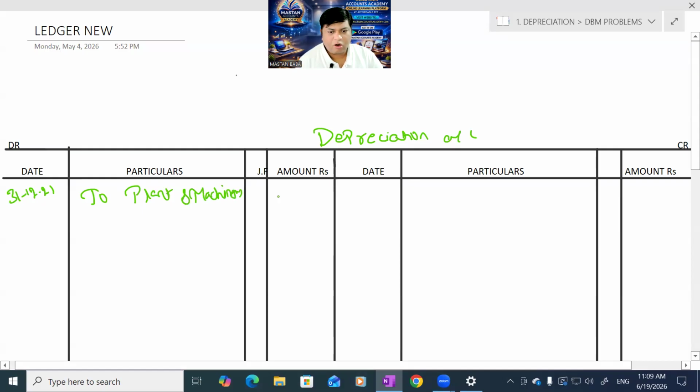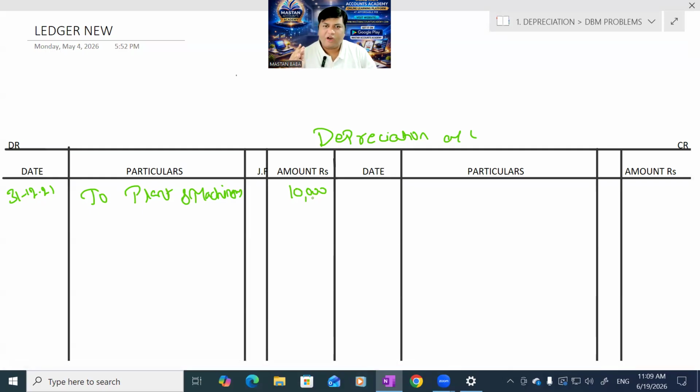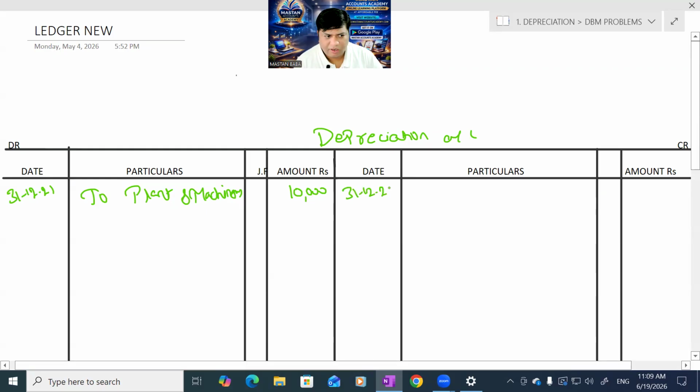To plant and machinery account, the first year depreciation is 10,000, so I wrote 10,000 here. And at the end of every year, we have to transfer the depreciation to the profit and loss account. What is the entry for profit and loss account? The entry required is profit and loss account debit to depreciation. So in depreciation, profit and loss account is credited. So we have to write it here. 31st December 21 by profit and loss account. So simple procedure, 10,000 rupees. So both sides account is agreeing, tallying. So just write the totals, 10,000, 10,000.